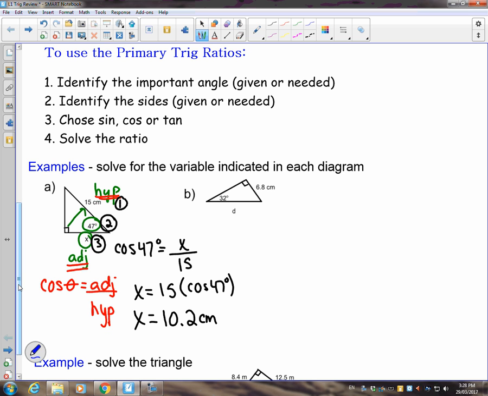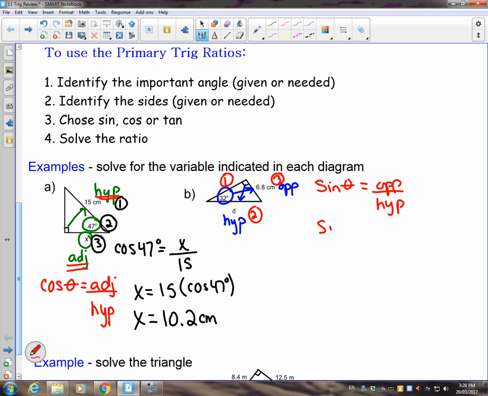All right, B, same thing. There's my diagram. Here's the angle I was given. Identify my sides. If it's across from the angle, then it's opposite. If it's across from the right angle, then it's hypotenuse. So the formula that uses opposite and hypotenuse is sine. SOHCAHTOA. Sine is opposite over hypotenuse. So my three things: angle, hypotenuse, opposite side.